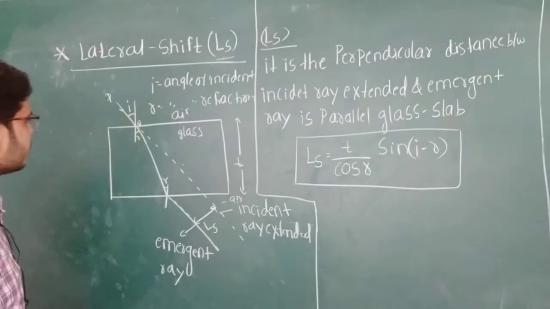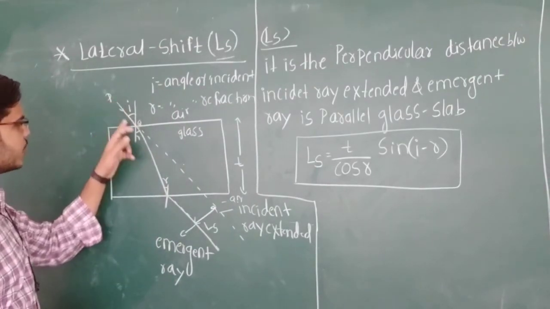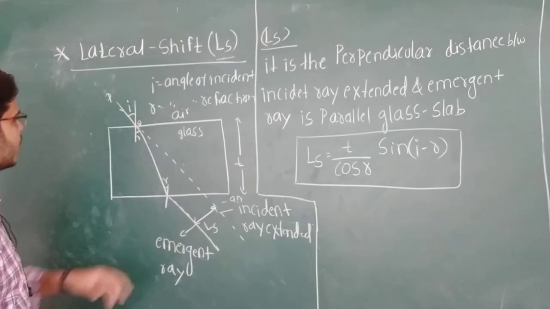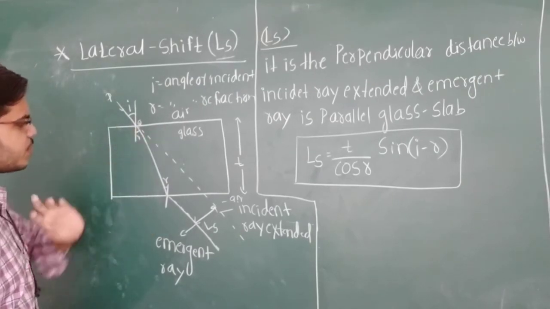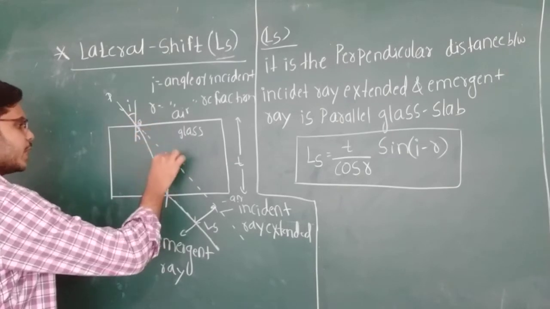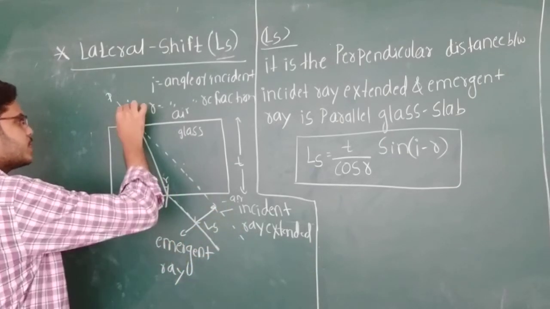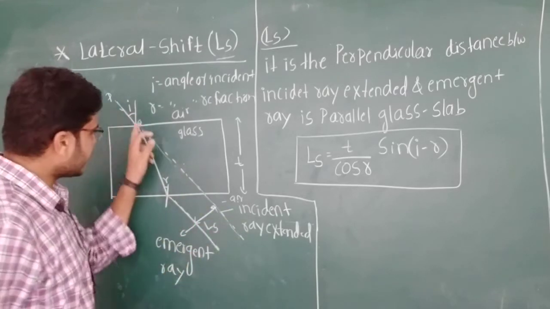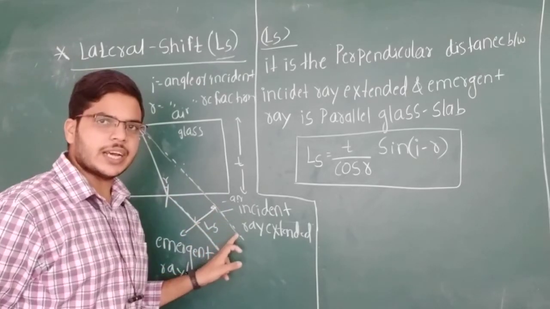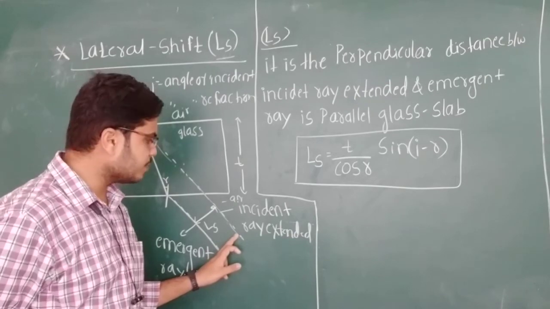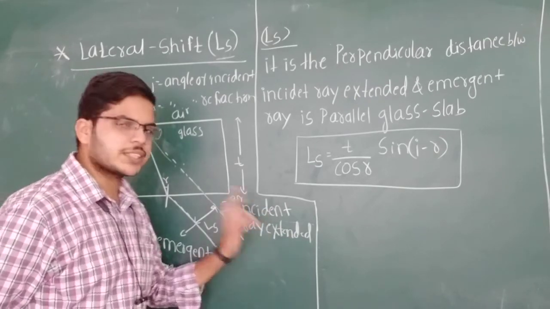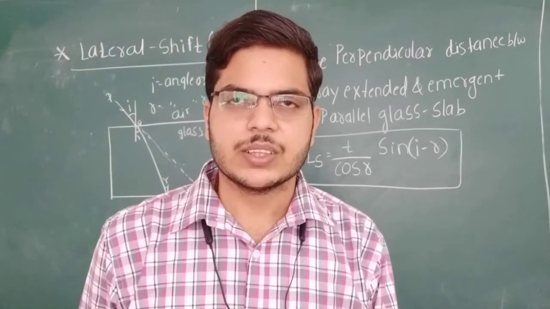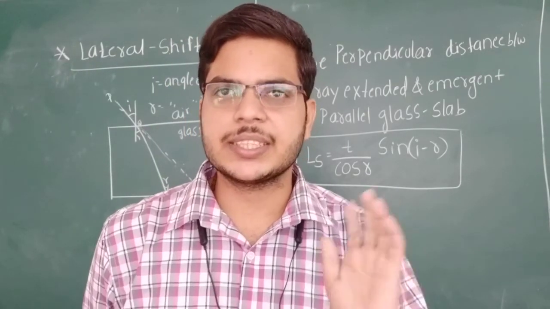Now, I am making one light ray PQ incident on the glass surface. If this glass medium is not present, the ray will be moving like this. It will travel this path. If we extend it, it is producing the ray. This ray is called the incident ray extended. We have extended the incident ray. Therefore, it is called incident ray extended.